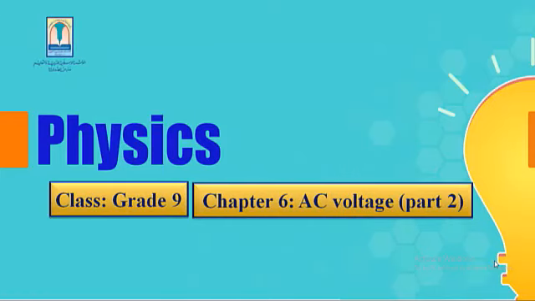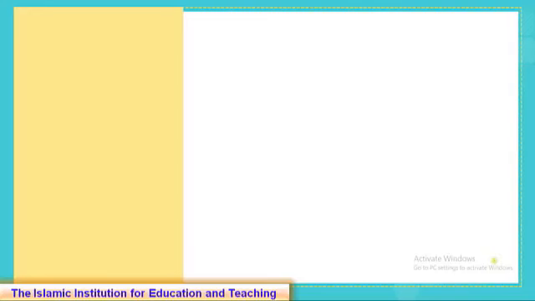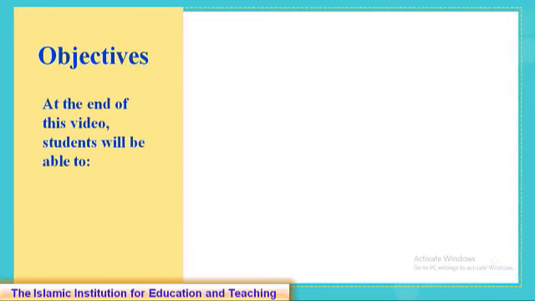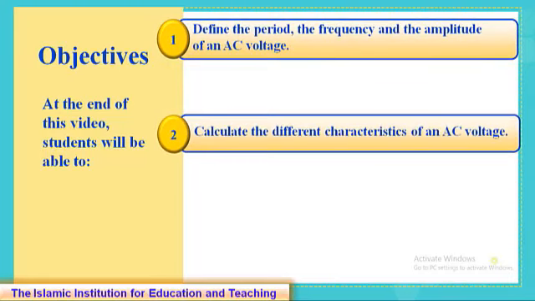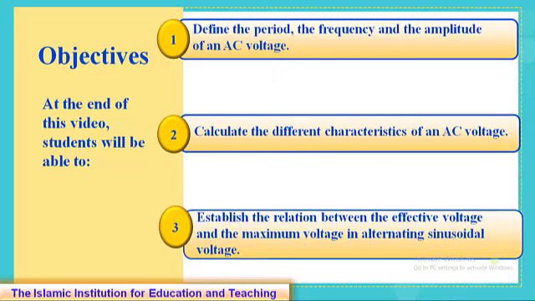We want to continue explaining the second part in chapter number 6 entitled AC voltage. At the end of this video, you will be able to define the period, the frequency and the amplitude of an AC voltage, calculate the different characteristics of an AC voltage, and establish the relation between the effective voltage and the maximum voltage in alternating sinusoidal voltage.